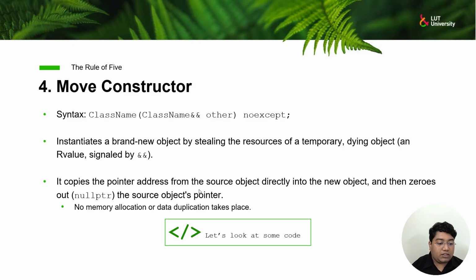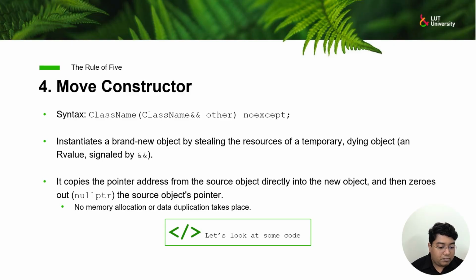It simply transfers ownership from one object to another. The heap memory itself never moves, only ownership changes. The new object takes the pointer and the old object gives it up. No new memory is allocated and no data is copied. That's what makes move operations so efficient.